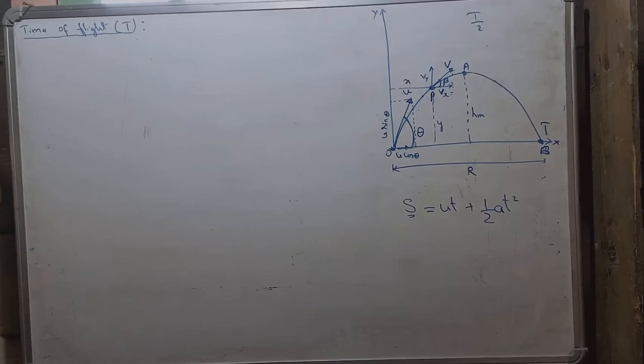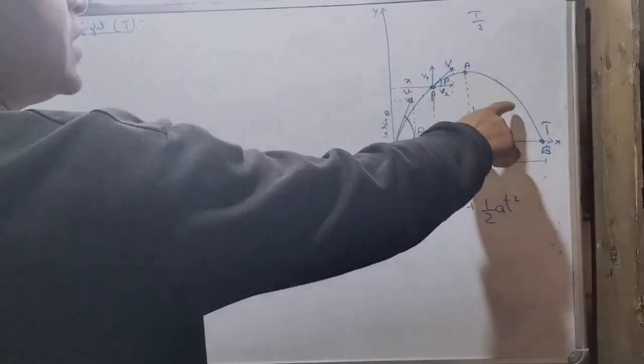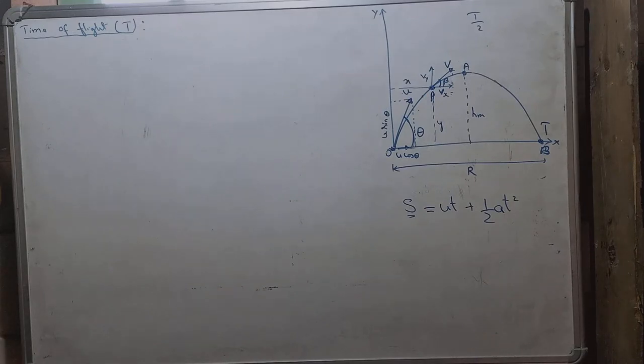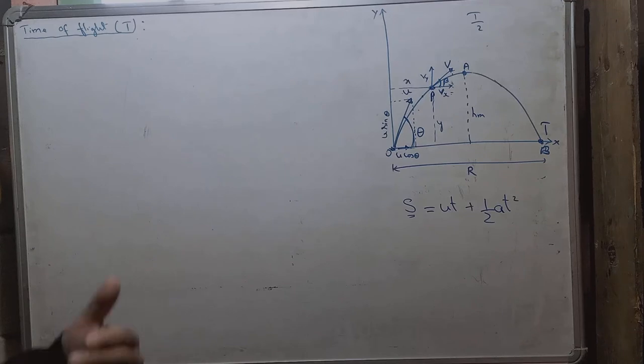Time of flight. The time of flight is defined as the time taken by the projectile right from the point of projection till the projectile reaches the ground. So that is the time of flight. This time of flight is denoted by the letter T. Now let us derive the equation or the formula of the time of flight.